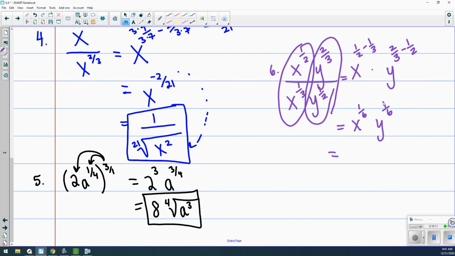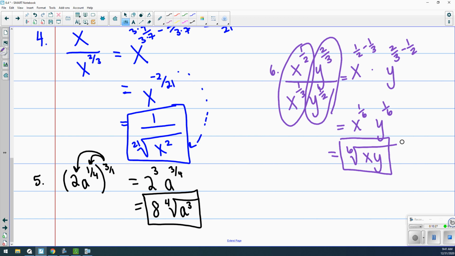So anyway, I want to write my answer as a radical. Both of these have a root of 6, so I can write it as one radical. 6th root of x to the first, y to the first. If you want to put the x to the 1, y to the 1, go for it. I'm going to leave it just like this.